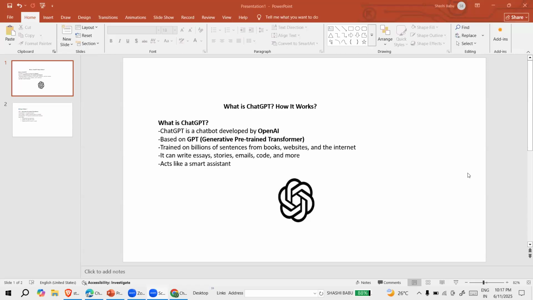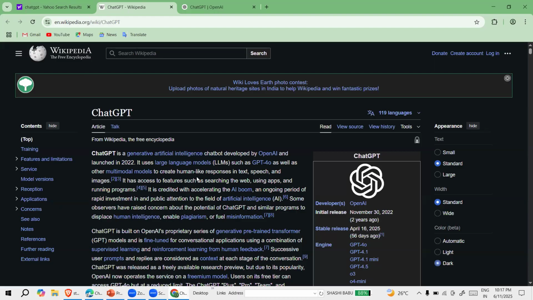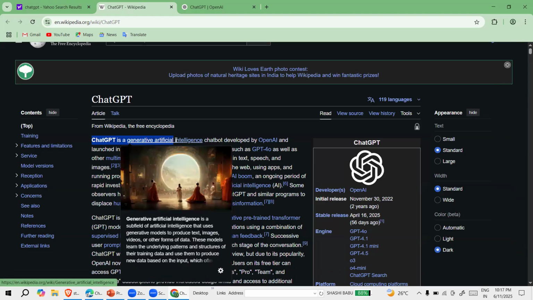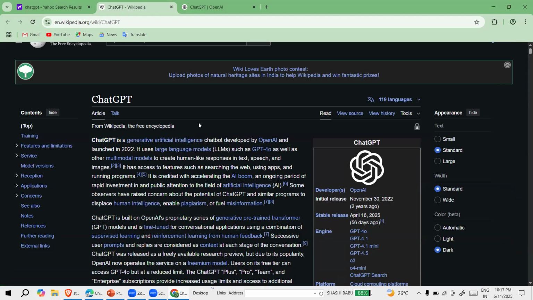So coming to this slide, I want to show you on my browser the Wikipedia page of ChatGPT. First of all, I'm going to read some lines. ChatGPT is a generative artificial intelligence chatbot developed by OpenAI and launched in 2022. We know the OpenAI founder is none other than a brilliant person, Sam Altman. So you can say that Sam Altman is the father of ChatGPT. This person created history in the 21st century.